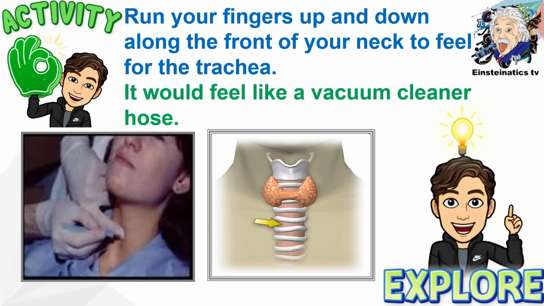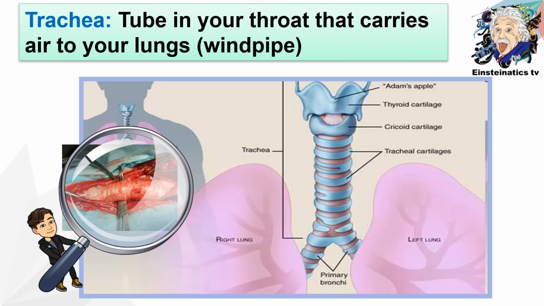Let's try another activity. Run your fingers up and down along the front of your neck to feel for the trachea. If you're a male, that is directly below your Adam's apple, but nonetheless, it is clearly distinguishable because of its characteristic. It would feel like a vacuum cleaner hose or a washing machine hose. The trachea is a tube in your throat that carries air into your lungs. Now, if you could turn your attention here, here is an actual photo of a trachea.